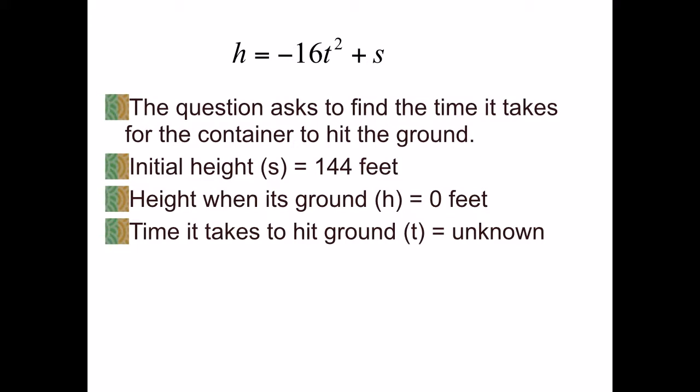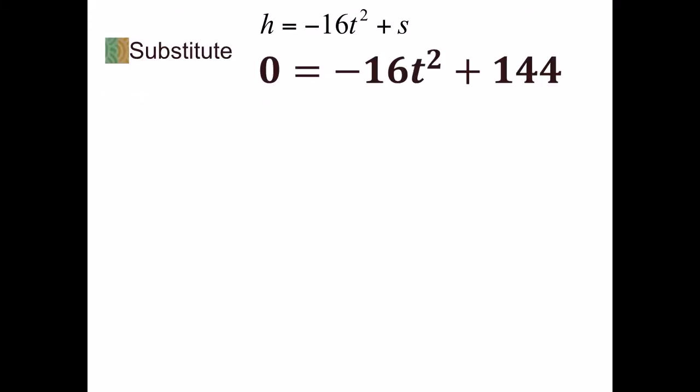We know that s is 144. I'm going to plug that in right here for s. h is 0. I'm going to plug that in for h. So let's bring that in here. This is what my new equation looks like. 144 is the feet above the ground. 0 is the ground. That's the height above the ground after it hit.